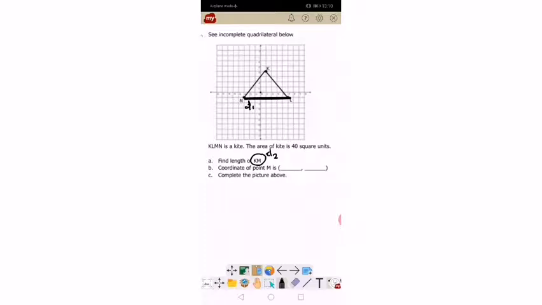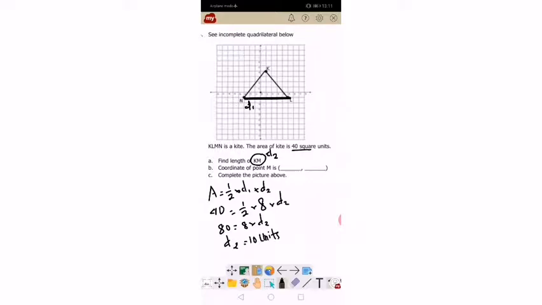Okay, so by using the formula of a kite, as we know, the area of a kite equals half times D1 times D2. So 40 equals half times D1. It is 1, 2, 3, 4, 5, 6, 7, 8 units, and then times D2. So we can say that 80 equals 8 times D2. So diagonal 2 equals 10 units.